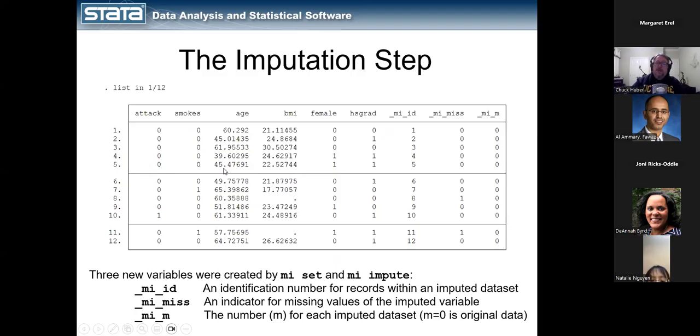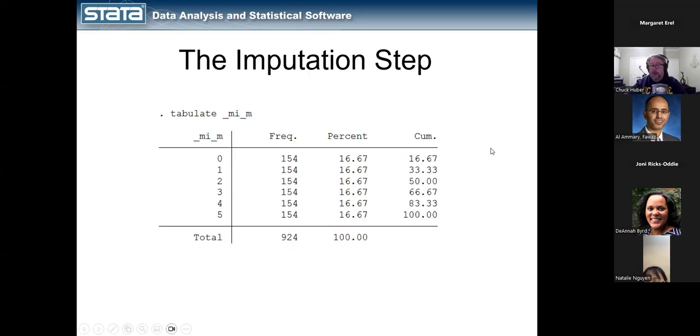Okay. So when you run mi impute followed by whatever kind of regression you're using, that's going to create 3 new variables in the data set: underscore mi underscore id, underscore mi underscore miss, and underscore mi underscore m. So let's start with the last one, underscore mi underscore m. Remember we talked about using little m to index the data sets.